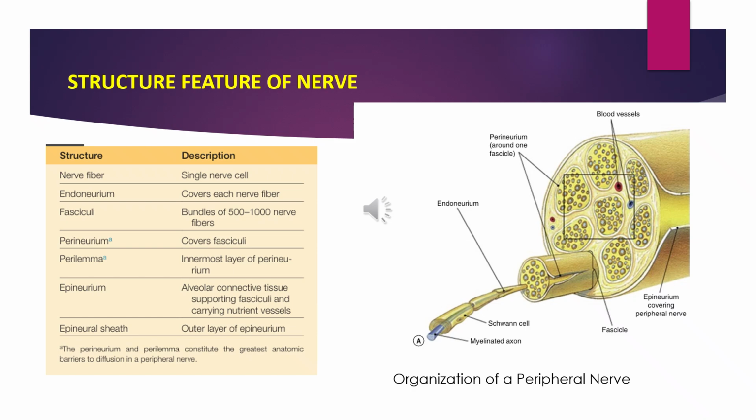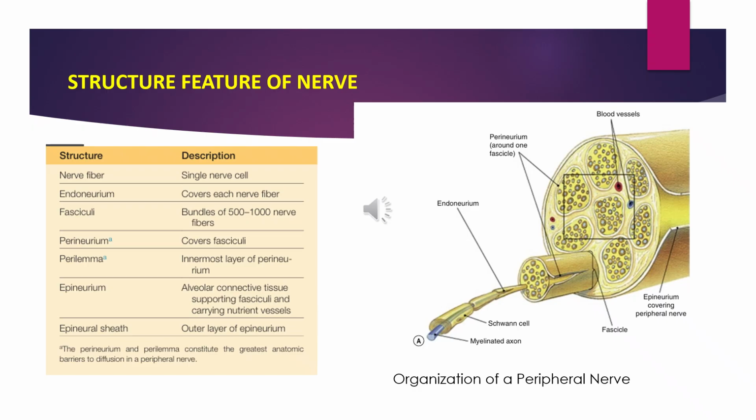So each nerve fiber has a covering, the endoneurium. Then 500 to 1000 nerve fibers group together to form a bundle whose covering is the perineural sheath. This perineural sheath separates one fasciculus from the other. The innermost layer of this perineural sheath is known as the perilemma, and its importance is that it is the main barrier to the entry of LA into the nerve fibers. So the main barrier to diffusion of LA is the perilemma, the innermost layer of the perineurium.